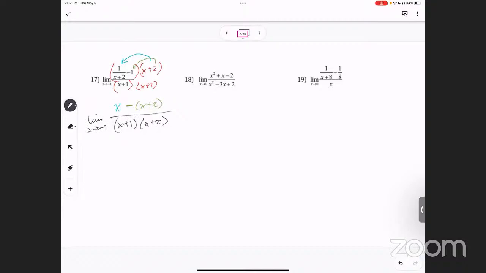Wait, would it be x minus or would it just be 1 for this? You're right, the first one would just be 1. Good job. My bad. Yeah, I don't think you can get an x from that, so I was trying to figure out where you got it.